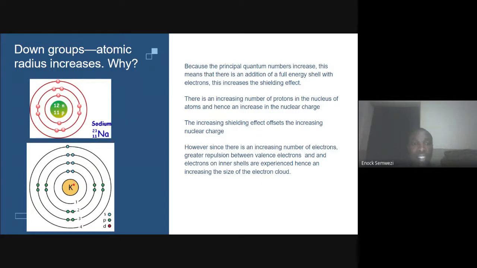So why does the atomic radius become big? Because of an increasing number of electrons. There is greater repulsion between the outer electrons and the electrons on the inner principal quantum numbers, and this leads to an increase in the size of the electron cloud. That's why there is an increase in the atomic radius down the group.